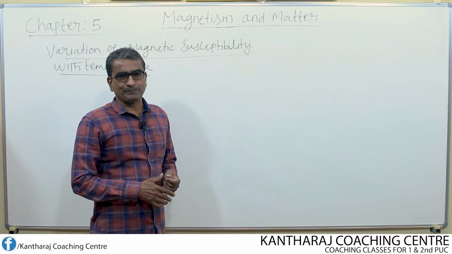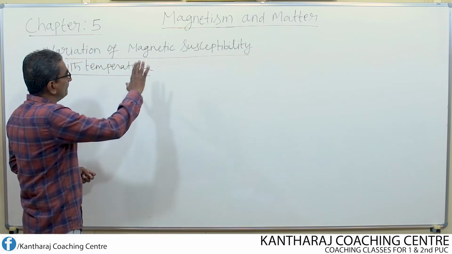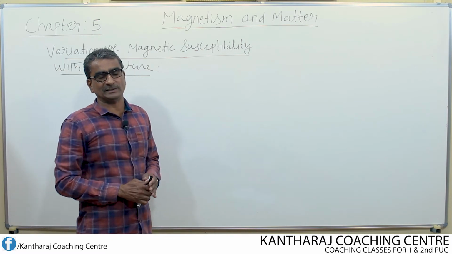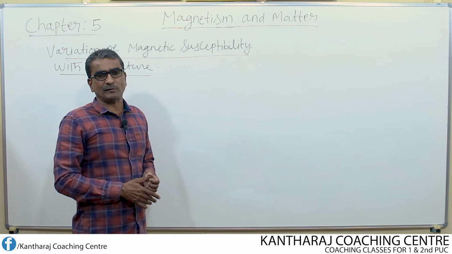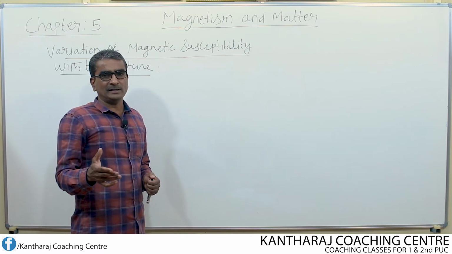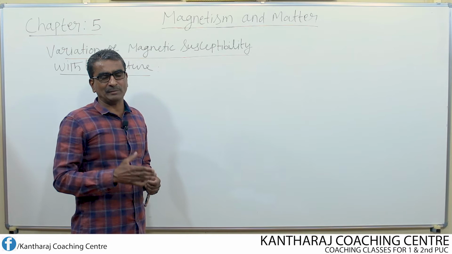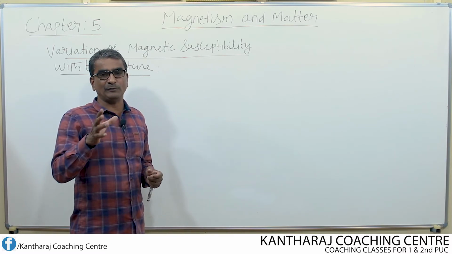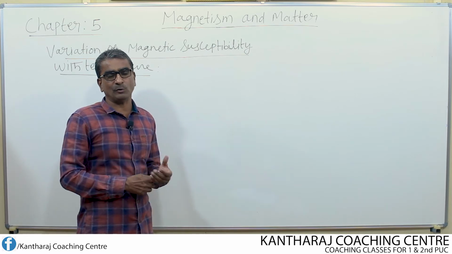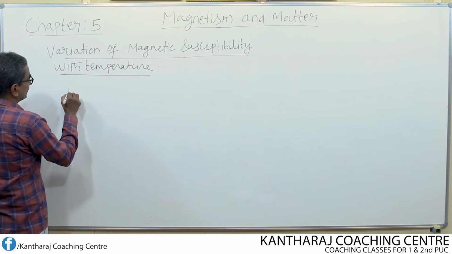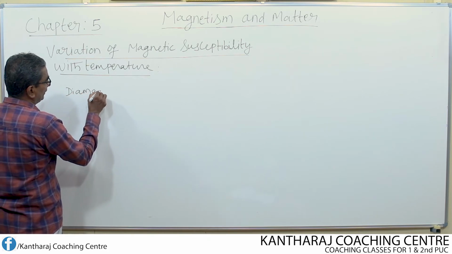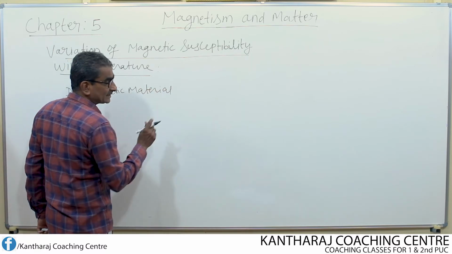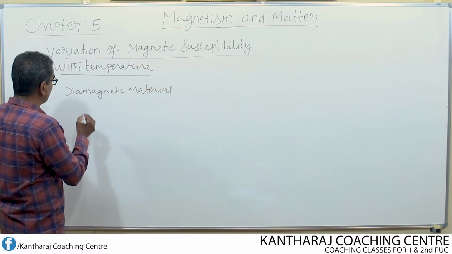Now let us study the variation of magnetic susceptibility with temperature of different magnetic materials. So we know that there are three different types of magnetic materials: paramagnetic material, ferromagnetic material and diamagnetic material. How the susceptibility of this magnetic material varies if we increase its temperature. Let us see now one by one. First of all, in case of diamagnetic material, it is found that susceptibility is independent of temperature.